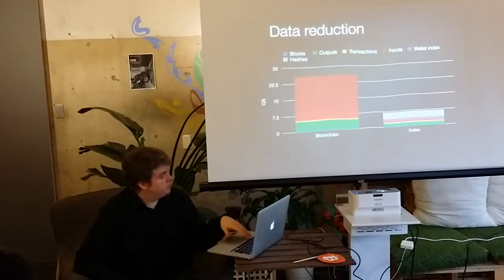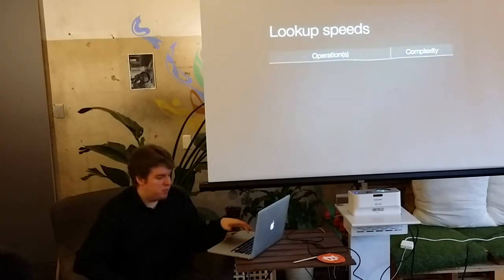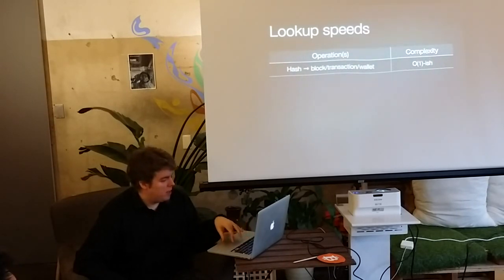So by being a bit clever about how we arrange the data, we get pretty good access speeds in this simple kind of data layout. Looking up from hashes is fairly fast. A hash table is usually constant time.